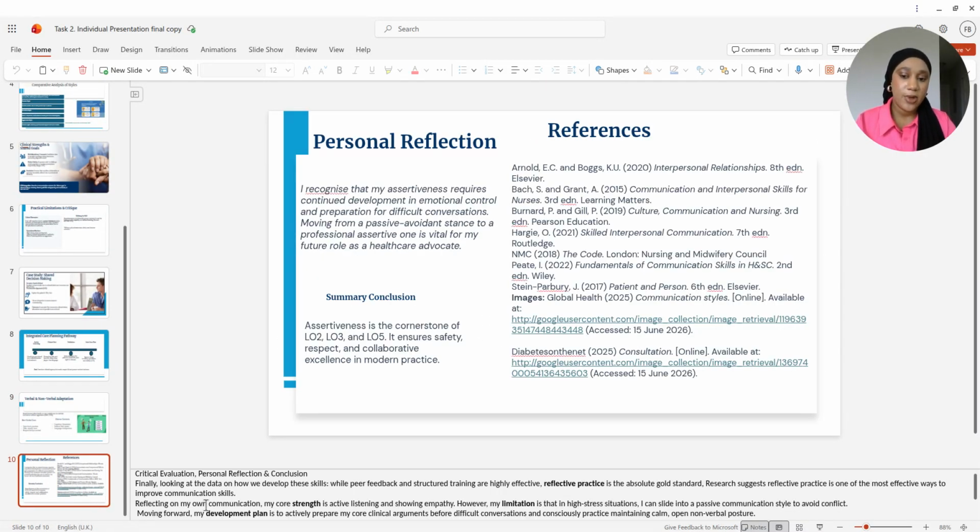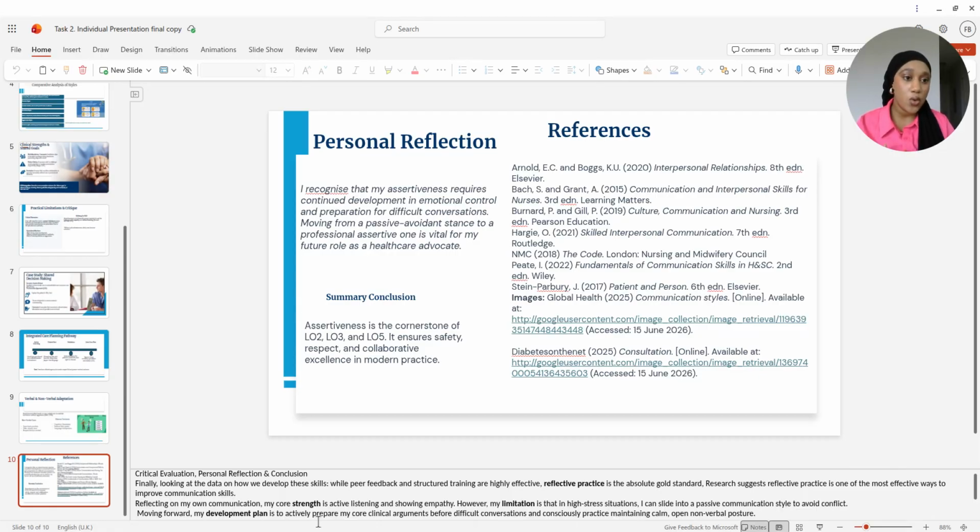Critical evaluation, personal reflection, and conclusion. Finally, looking at the data on how we develop these skills. While peer feedback and structured training are highly effective, reflective practice is the absolute gold standard. Research suggests reflective practice is one of the most effective ways to improve communication skills.